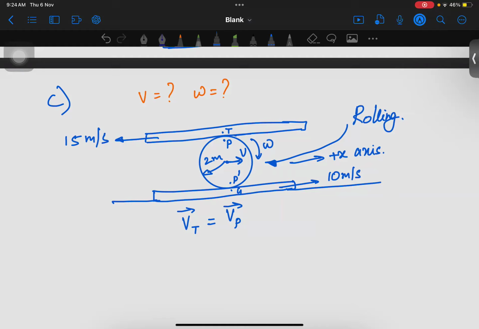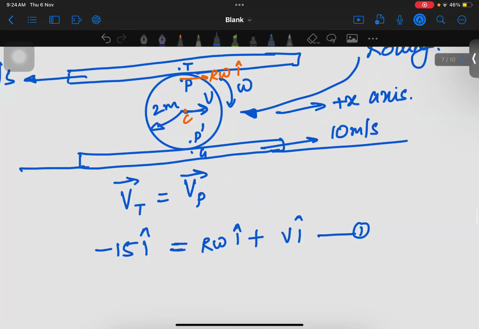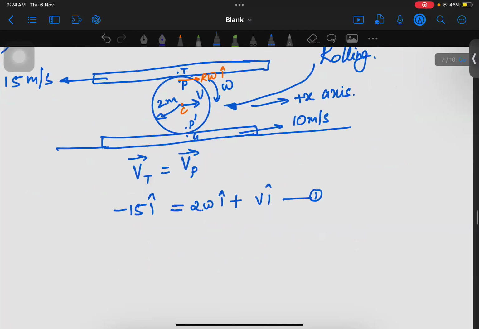So therefore, Vt is nothing but how much? Is it minus 15 i cap? Definitely. And velocity of P, can we say that with respect to the center, the P point has r omega to the right side? So this becomes r omega in i cap plus velocity of the center is also to the right side. And let's substitute the value of r over here. How much is that? It's 2, right? Okay. We can't solve for omega or v. We need one more equation.